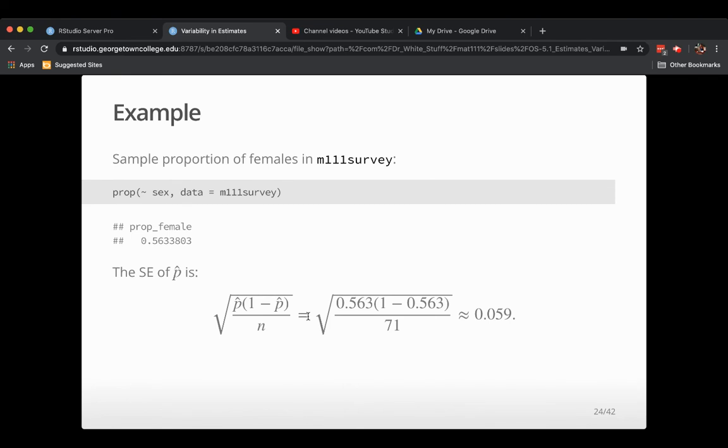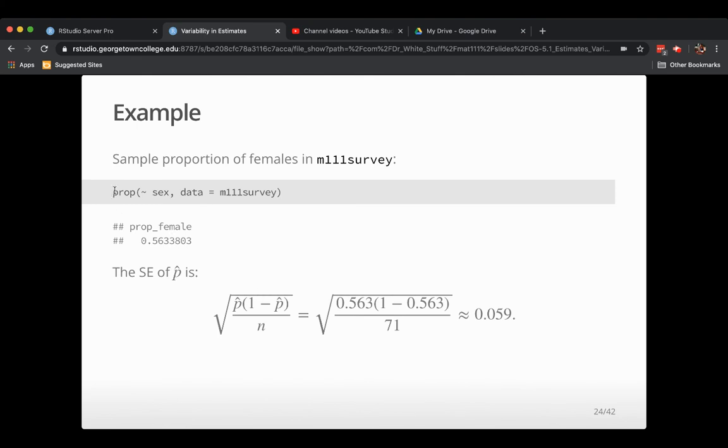So let's try an example out. Let's switch data sets and think about M111 survey, because that data is a sample from a population. It's 71 people sampled out of the population of all Georgetown College students. And I'm going to pretend now that it's just like a random sample. And why don't we figure out the proportion of people in the sample who are female, okay?